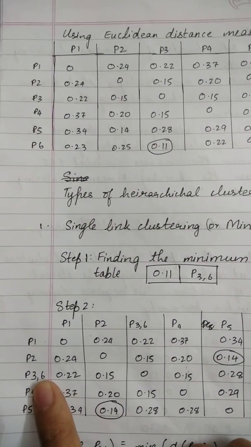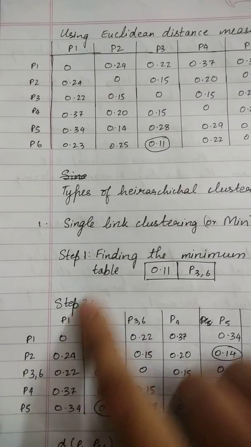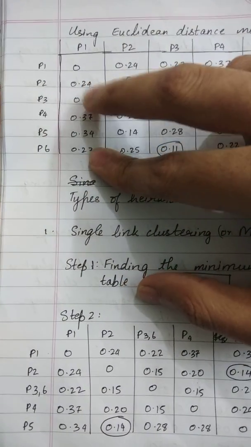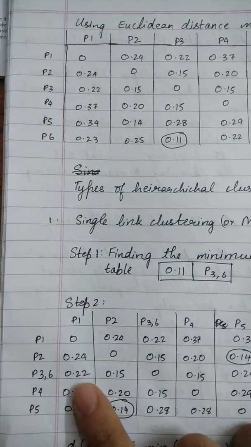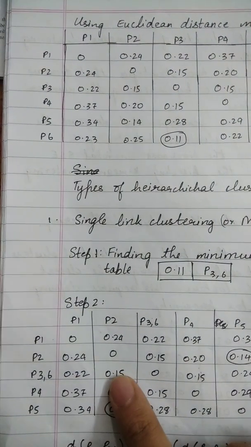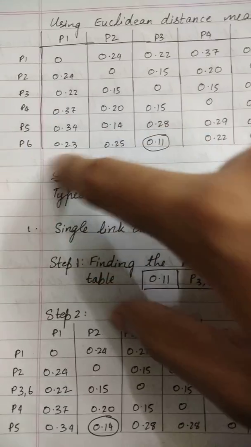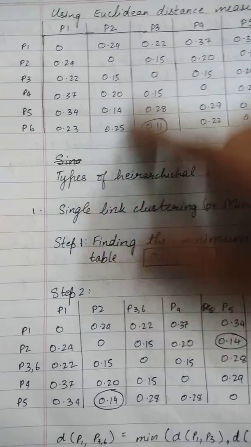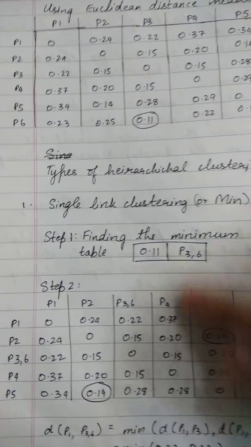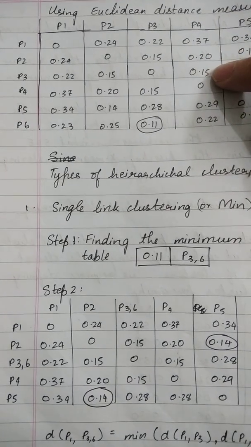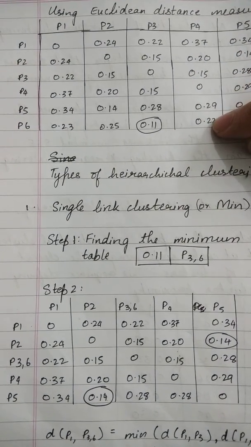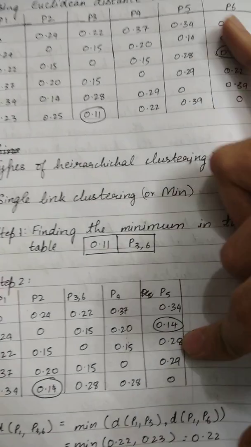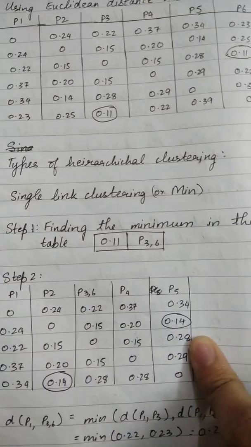Then you come to the P36 row. P36 with point P1. So point P1 is here. P3 is 0.22, P6 is 0.23, the minimum of these two is 0.22. So you write 0.22 here. Then you come to P36, P2. Here it is 0.15 and 0.25. What is the minimum of these two? 0.15. So you write 0.15. Again with point P4, P3 is 0.15 and P6 is 0.22. 0.15 is the minimum of these two, so you write 0.15. Similarly, for the last row between 0.28 and 0.39, 0.28 is the minimum.